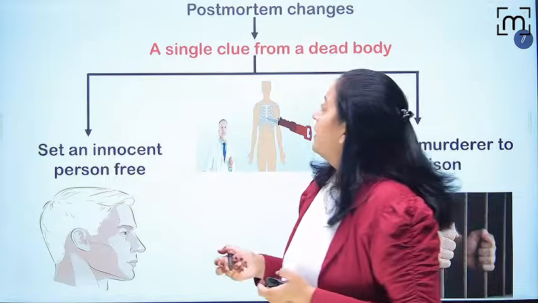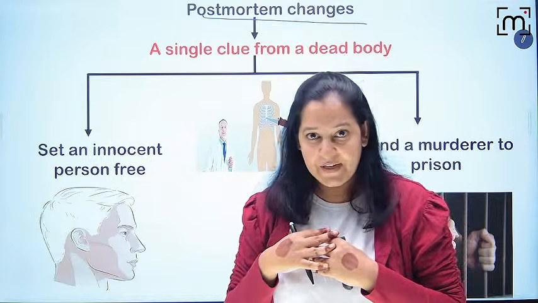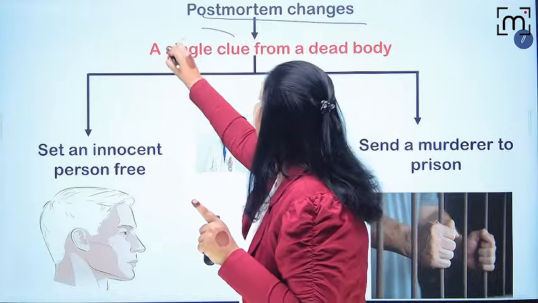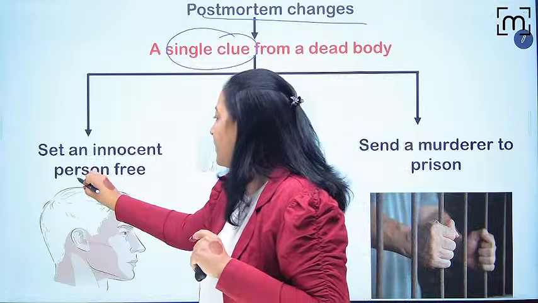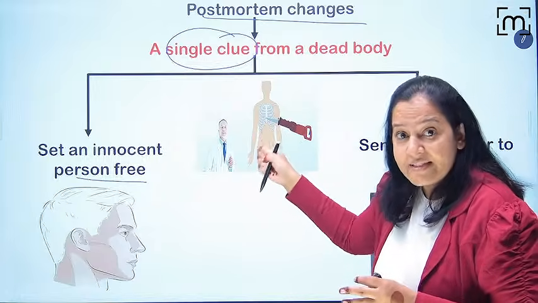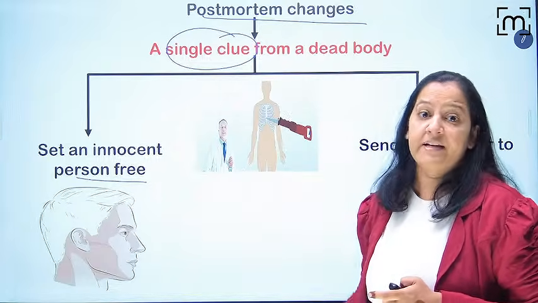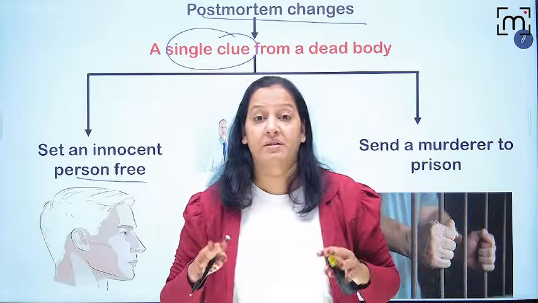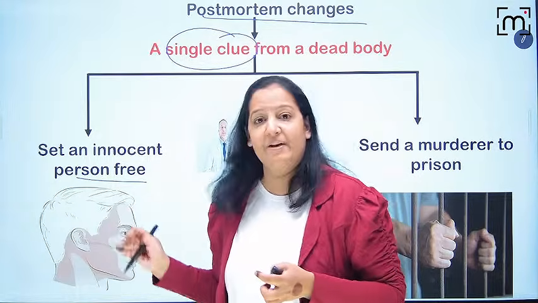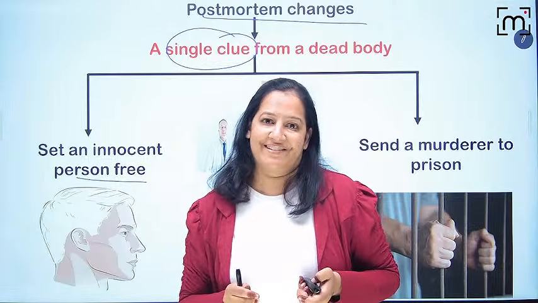Suppose I am a forensic expert and I am examining the postmortem changes in a dead body. Even a single clue from the dead body can set an innocent person free and can send a murderer to prison. So it's the onus of the forensic expert examining the postmortem changes, because of which the judge can decide, justice can be given, the innocent person can be set free, and the murderer or any criminal can be put into prison. So it's a very important study.